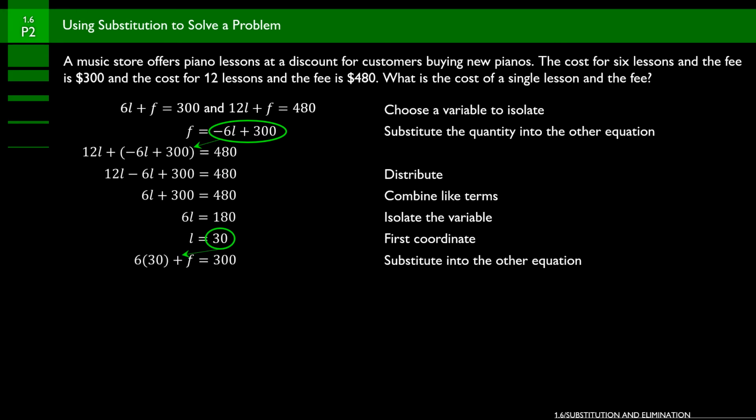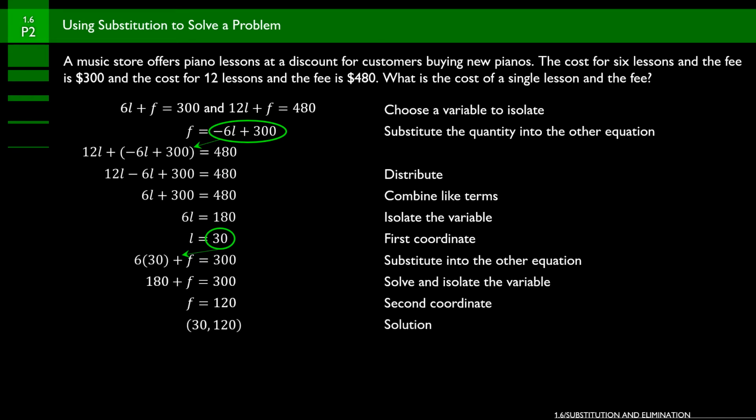So we're going to go 6 times 30 plus F equals 300. 180 plus F equals 300, subtract your 180, F equals 120. So now we know that the standard fee is $120. So we've got an ordered pair of 30, 120.